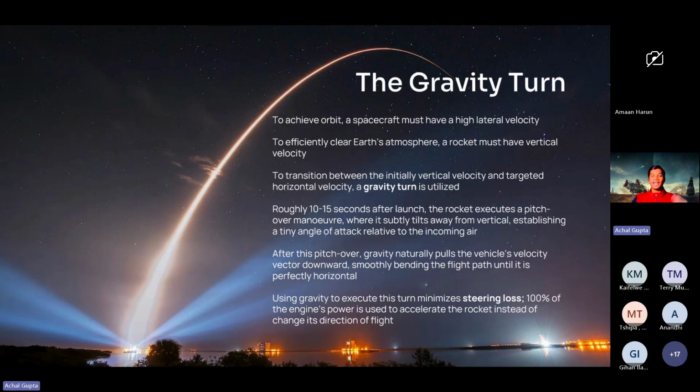And what this does is, as the rocket is accelerating upwards, gravity slowly starts pulling the nose down. So by the time you reach space, gravity will have pulled you basically perfectly horizontal. And this saves us a lot of fuel because we're minimizing steering loss. And as a result, we can accelerate quicker or carry less fuel and get the same amount of speed out of our rocket.